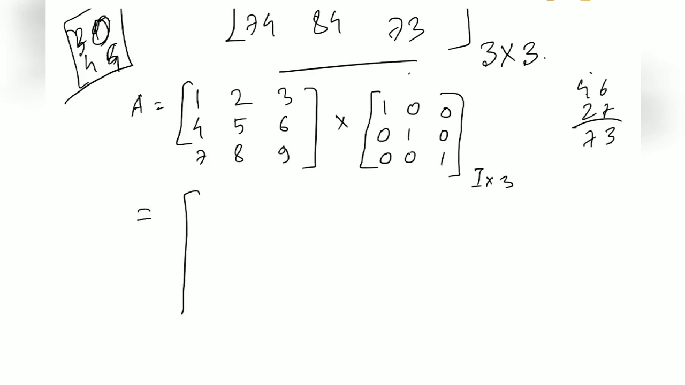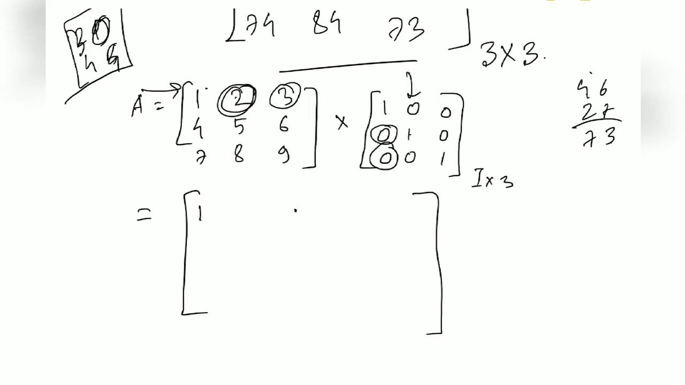Remember this, I have written in the small corner I into 3. This is not written like this. Actually, I have written for your convenience that this is I matrix and this is of order 3. Okay, so what I am having is 1 into 1 plus 2 into 0 plus 3 into 0. Eventually we are having 1, obviously.